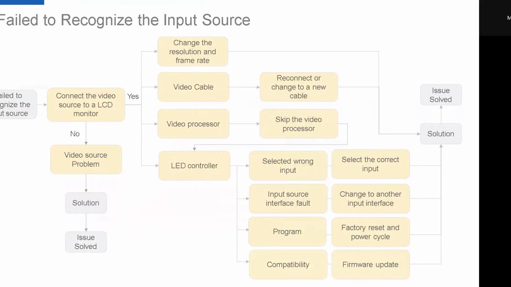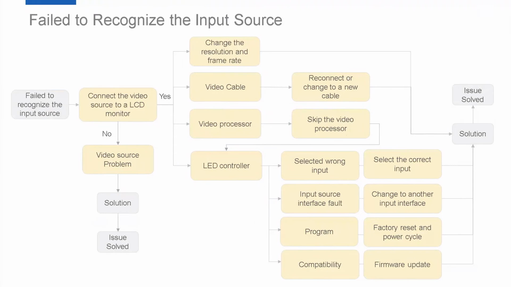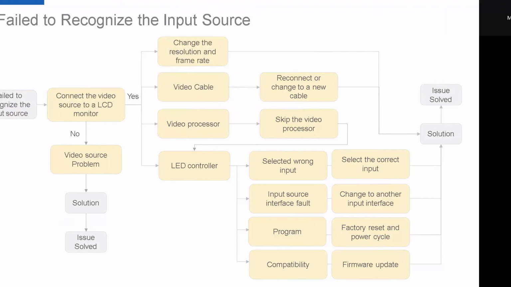But if the LCD monitor can perfectly see your video source, we need to do more detailed troubleshooting. First, change the resolution and frame rate of your video source, and see what happens. If the problem is caused by the resolution and the frame rate, this step will solve it. But if not, we need to check the video cable, reconnect, or change to a new cable to solve the problem.